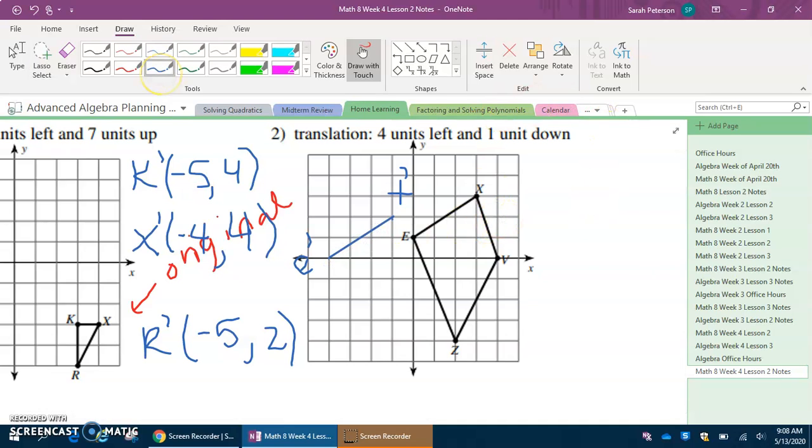And then I'm going to do the other points. 4 units left, 1, 2, 3, 4, 1 down. That's going to be my V prime. And Z, same thing. 1, 2, 3, 4, 1 down. That's my Z prime there. So now I'm just going to connect my dots with the lines here. We can just bring this down here.